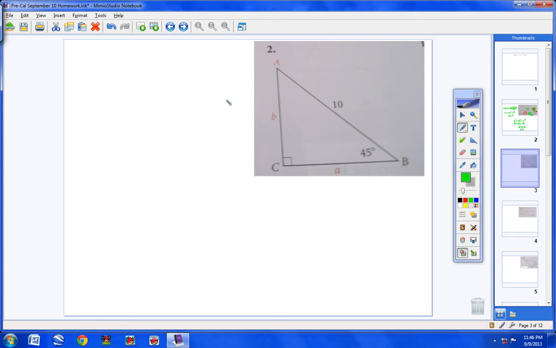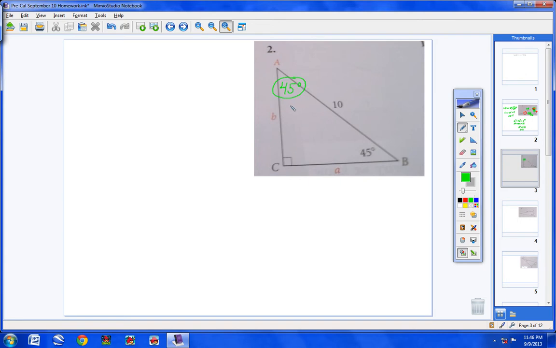All right, number two. Notice once again we know two angles, 90 and 45. So I'm going to go a little faster now. You have calculators, so let's use those. If you take 90 plus 45, you get 135. Subtract that from 180, and you will get 45 degrees. So just like that, I know angle A is 45 degrees.